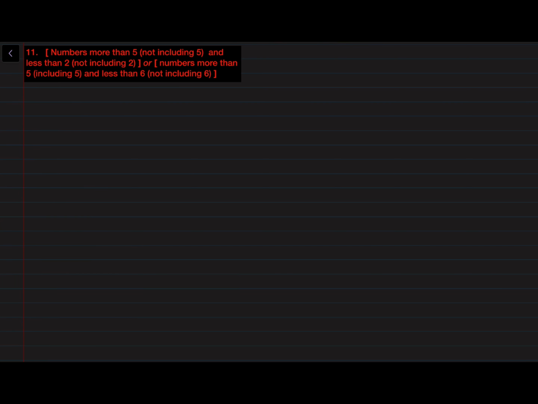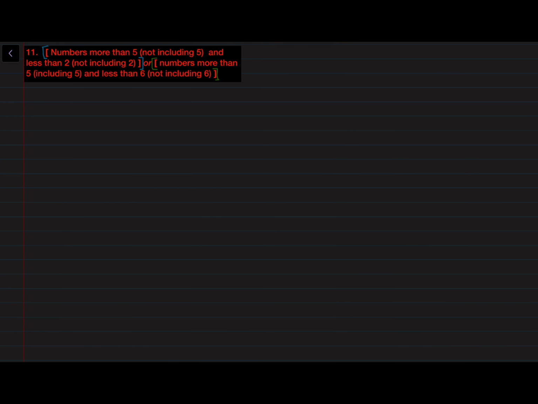So for this question, we have two parts, so I'm going to use two different colors. So we have this part, and then we have this part. And just like the question above, we're going to solve them separately and then combine our results together later on.